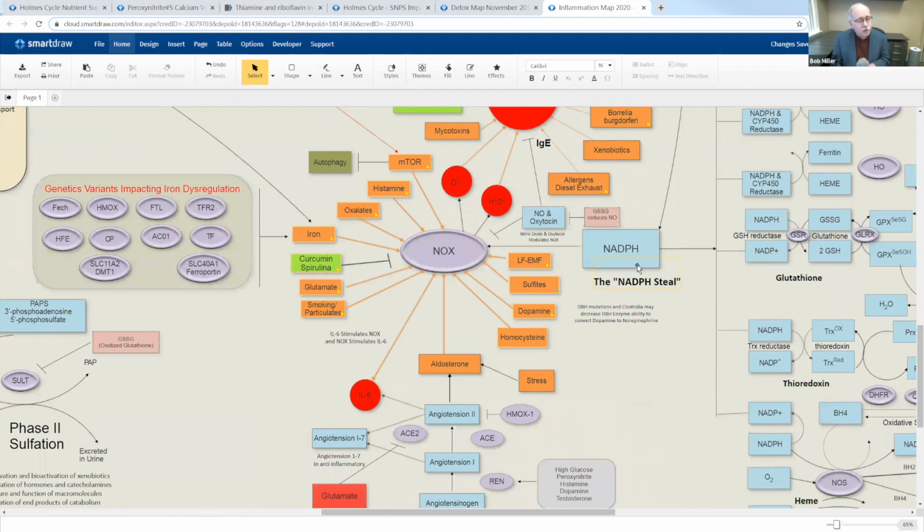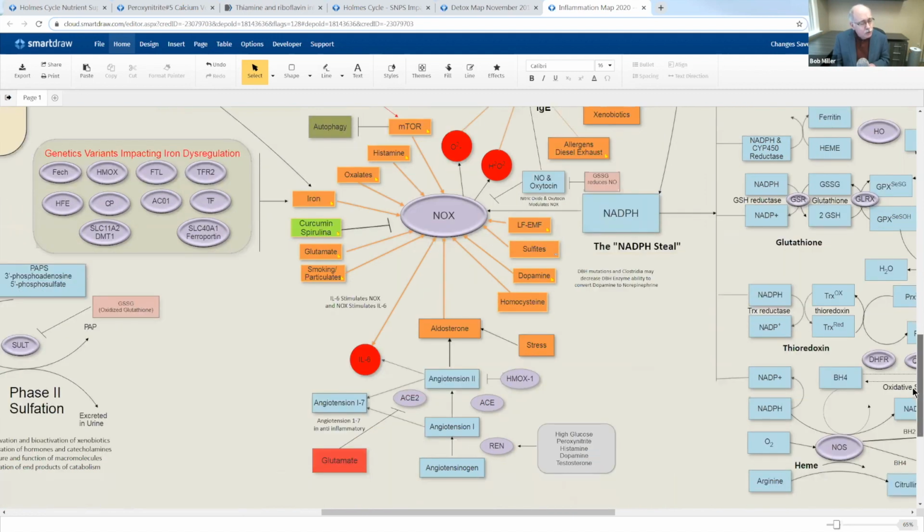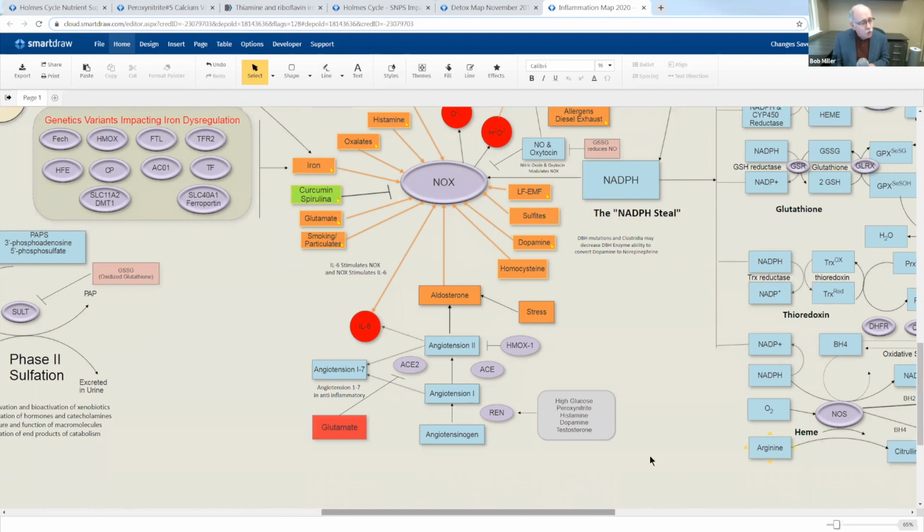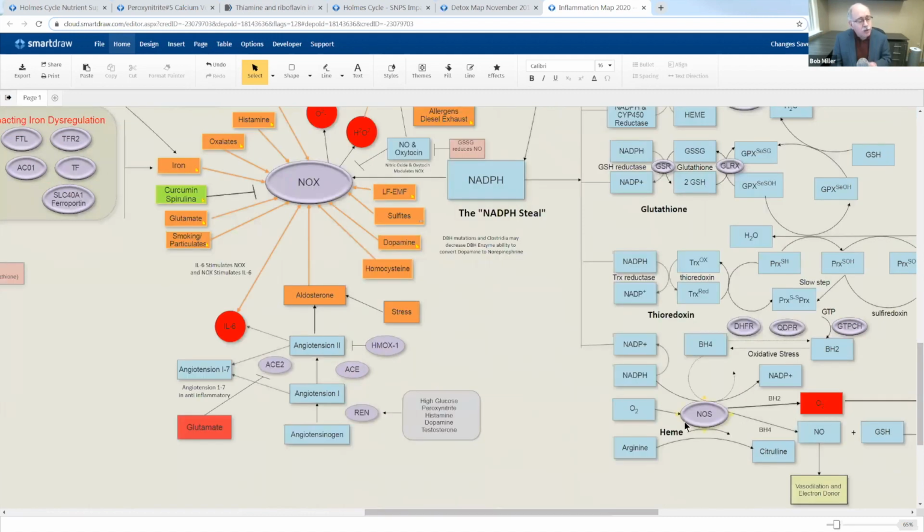NADPH is made inside the body, and we can have genetic mutations if we don't make enough of it. It wears completely two different hats. One, it helps make something called nitric oxide down here in the bottom right. Nitric oxide is very, very important for us to make to have good blood flow. And if we don't have enough nitric oxide, we're going to have high blood pressure and all kinds of things related to our cardiovascular system. So we need to have adequate nitric oxide. And you can see here that NADPH is a cofactor to make that. So if you don't have enough nitric oxide, many times cold hands and feet.